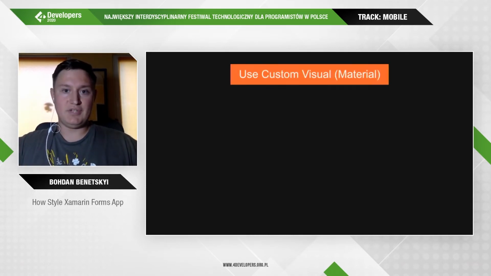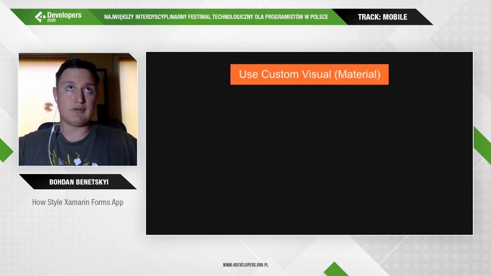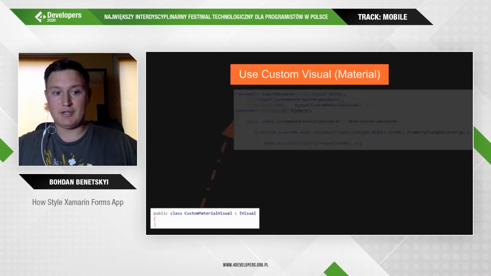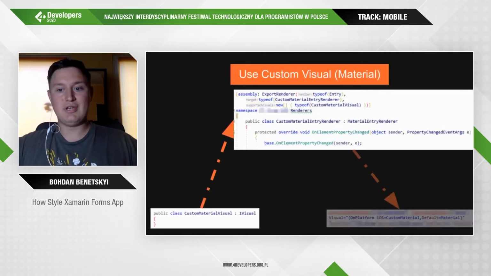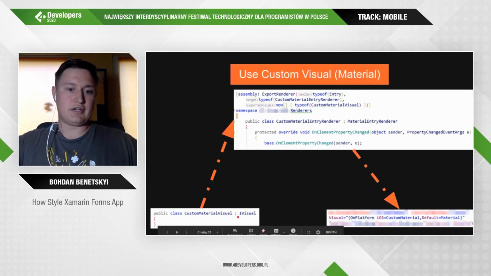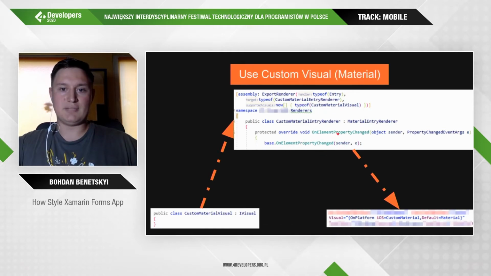Also, if you need to modify it somehow because you have some interesting requirements or you found some visual bug, you could create your own custom visual, and use it again with only one line after exporting. For example, here I create my custom Material inherited from IVisual, then export it, make some modifications in OnElementPropertyChanged, and use it in the element where I want it.